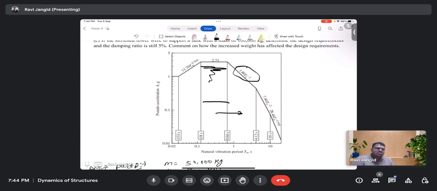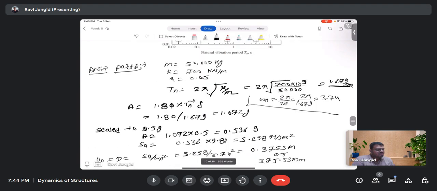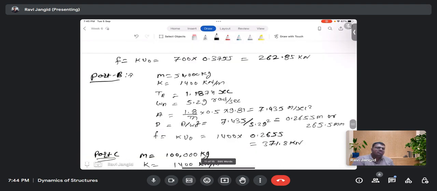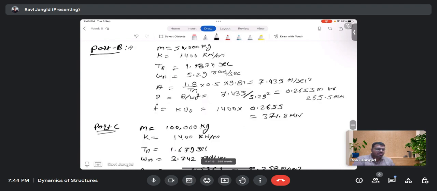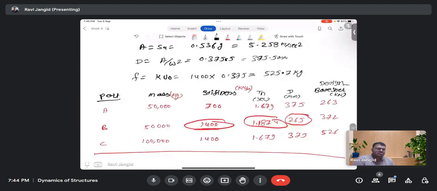Here we are increasing the stiffness. Even if we increase the stiffness, we are giving more dimension. From the seismic perspective, the base shear will increase.